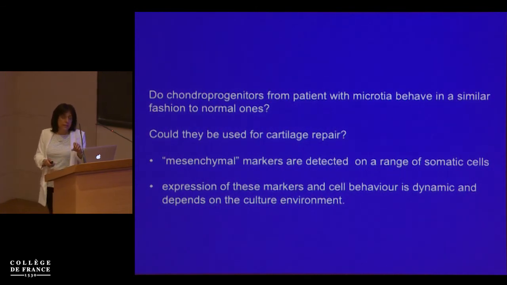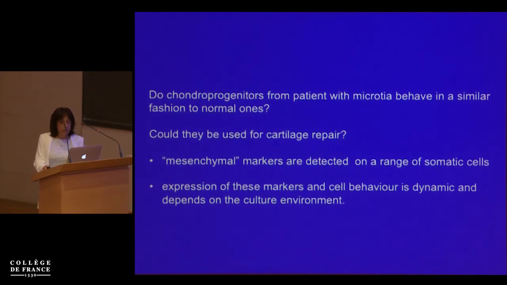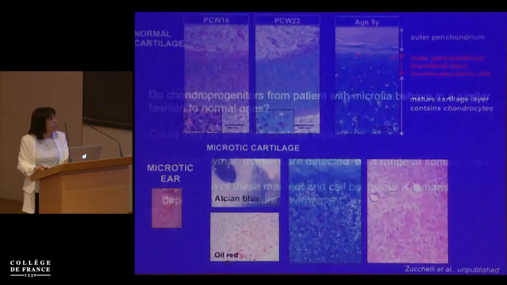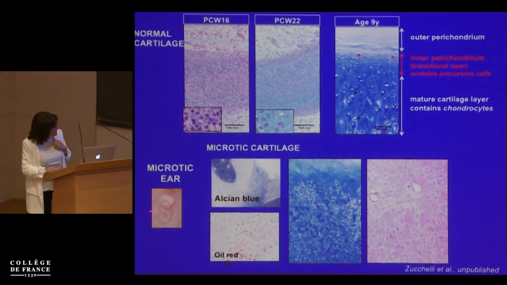But then for the last 3-4 minutes, I'd like to address the question of whether we can use cells from patients for autologous therapy. Do they behave when they are put in a dish in a similar way to the normal cells? And this obviously will depend on the disease, on the context. We are interested in this case in the ear, so the microtic ear that hasn't developed properly.